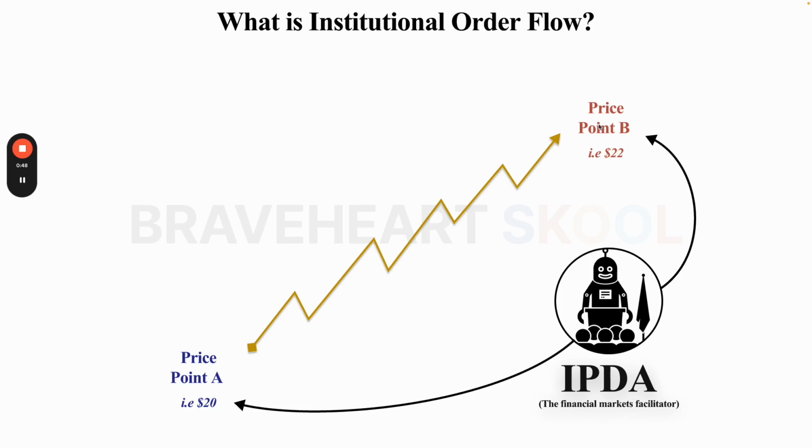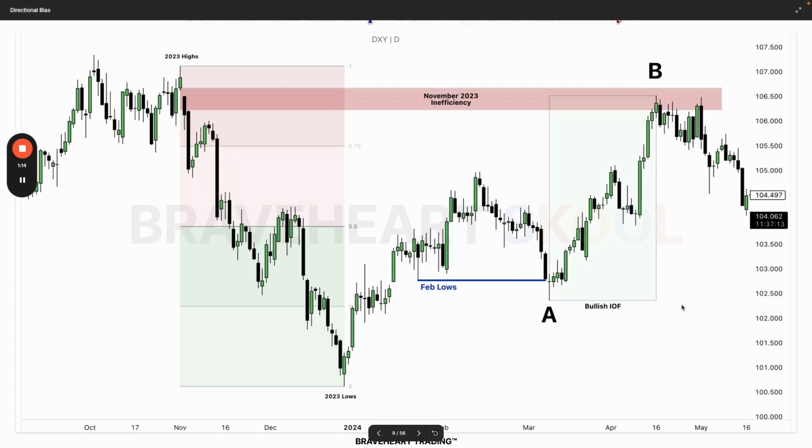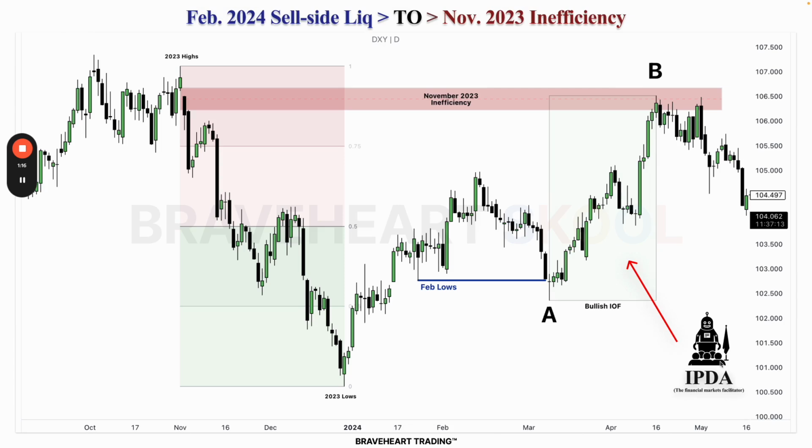So what is institutional order flow? Institutional order flow is basically how price travels from point A to point B, and the algorithm that facilitates that movement is called IPSA. So here's an example of a price move from A to B. We have Feb sell side liquidity to November's inefficiency, and in between you'll have IPSA facilitate the transactions. Okay, it's all algorithmic nowadays, similar to ChatGPT and its wisdom. It's just better than humans nowadays.